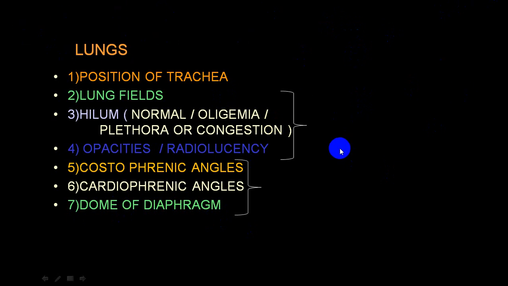But today we'll be talking only on two parts. The trachea we have discussed separately, and the costophrenic angle, cardiophrenic angle and diaphragm we have discussed separately. So today I'll be talking only on hilum and lung fields, which show you opacity, radiolucency or any other variety.